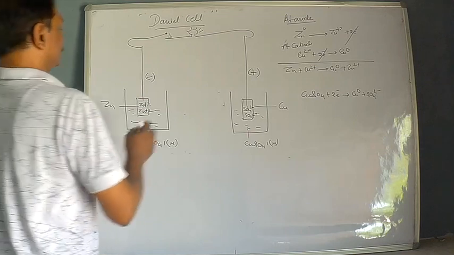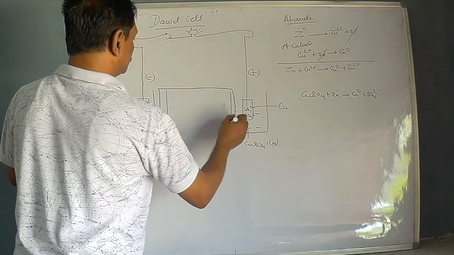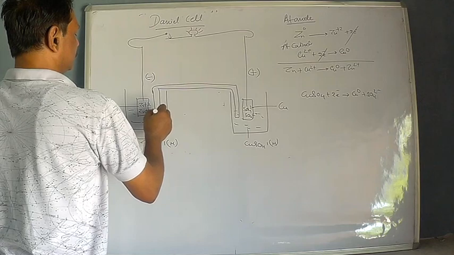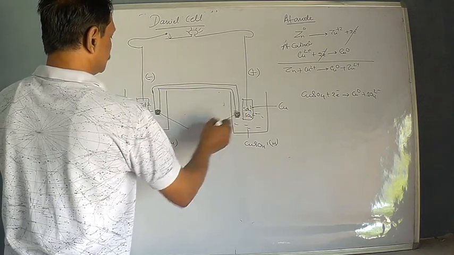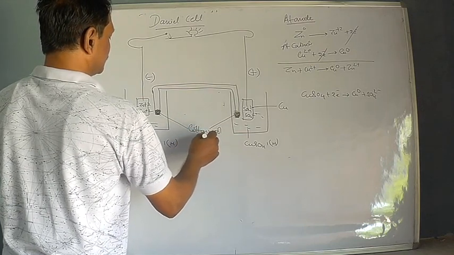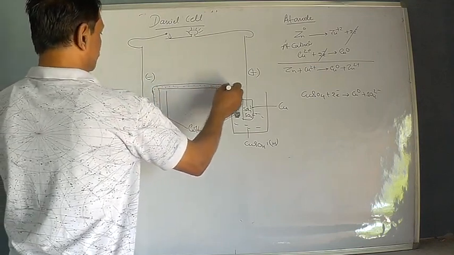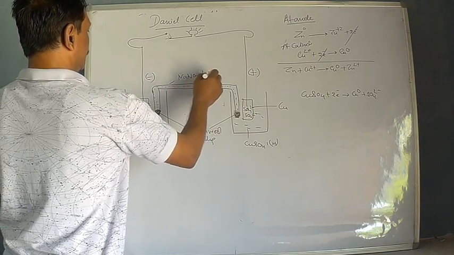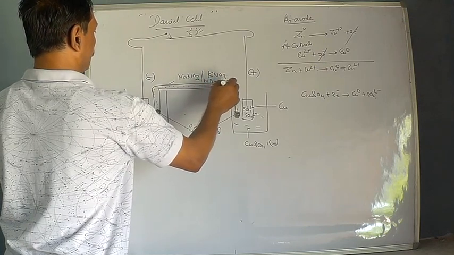The remedy is a salt bridge. I am going to draw it here. It's a U-tube, and both the ends are plugged with cotton wool. The U-tube is filled with either NaNO3 or KNO3 in agar jelly.